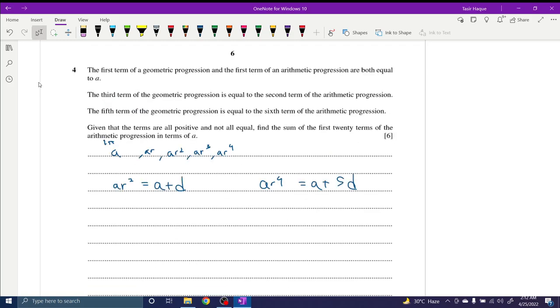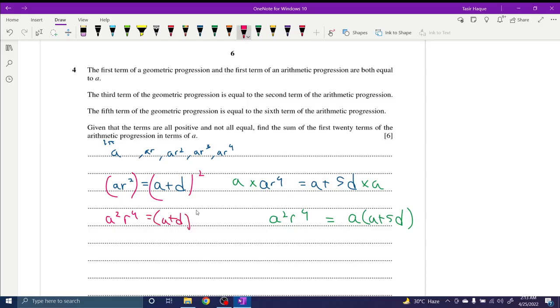Okay, so the best way to do this is one form of manipulation, right? If you multiply both sides by a, what do you end up with? A square r to the power 4 is equal to a into a plus 5d, right? Now think about this side. What about the left hand side? If you square both sides, what do you end up with? A square r to the power 4 is equal to a plus d whole square.